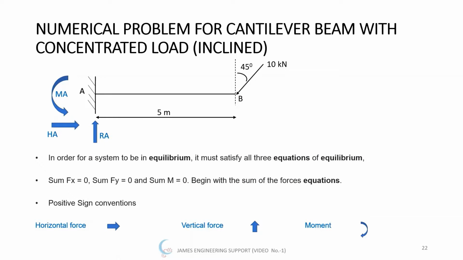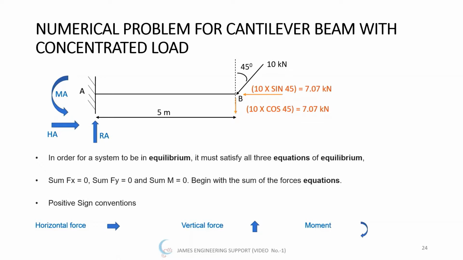Next problem we are considering as inclined only. I am not changing the distance and the load value, but I am just applying it in an inclined way. So first of all, we need to resolve this force. We will resolve it in the vertical direction as 10 multiplied by cos 45, which is equal to 7.07 kilonewton, and horizontally as 10 multiplied by sine 45, which is 7.07 again.